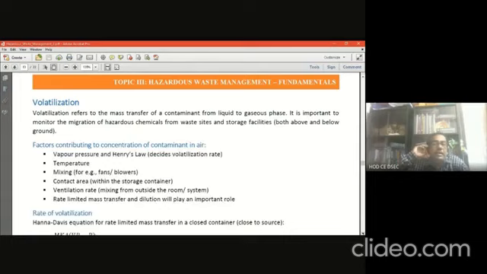Now, what are the factors contributing to the concentration of contaminants in air? The vapor pressure, temperature, mixing, contact area within the storage container, ventilation rate, that is, the mixing from outside the room or system, rate-limited mass transfer, and dilution will play an important role.